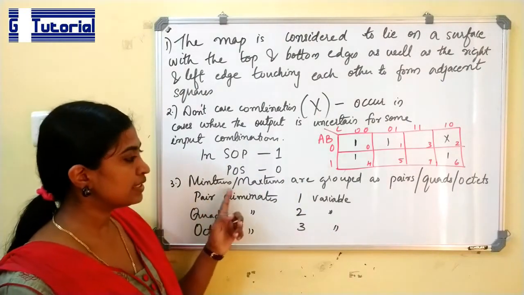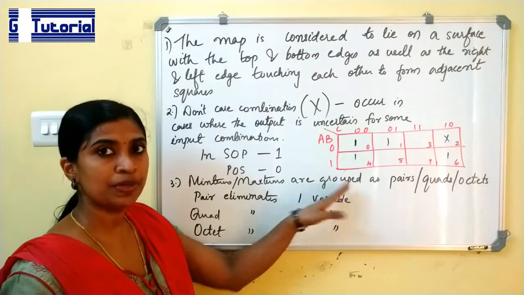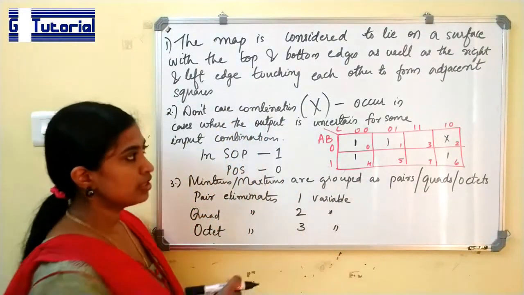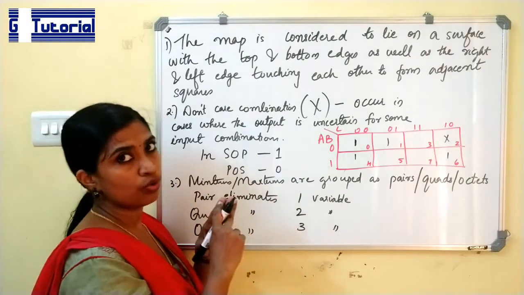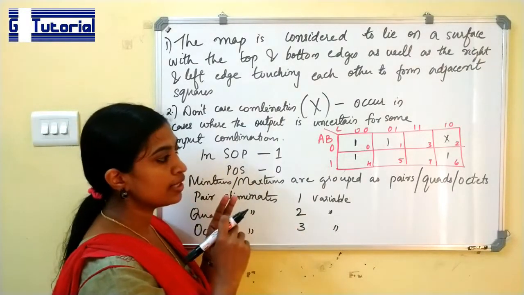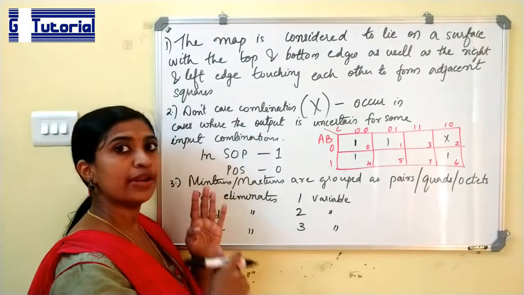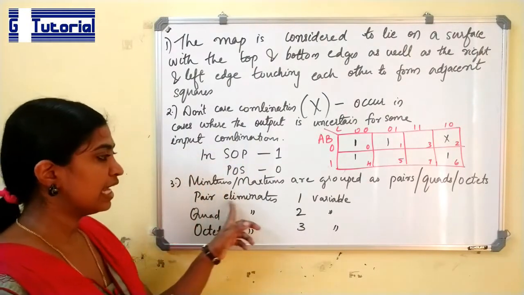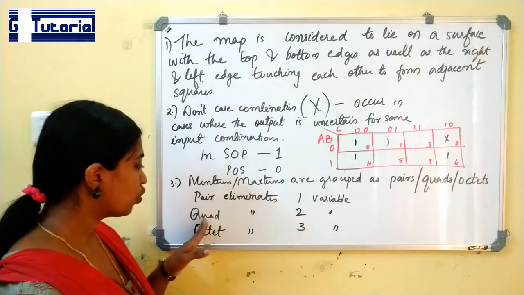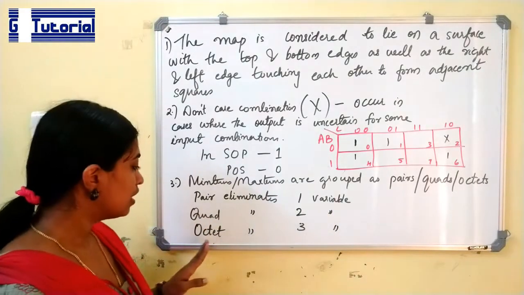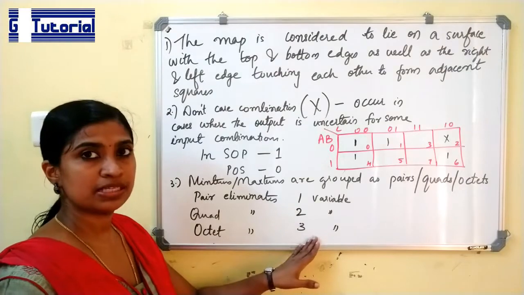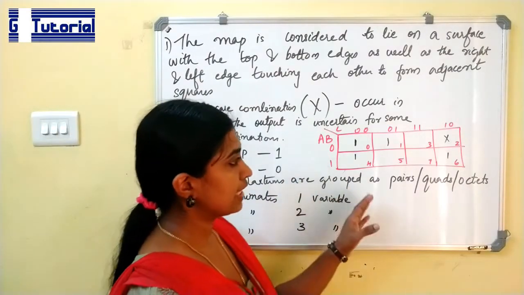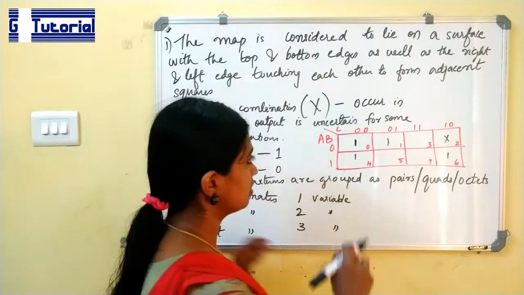Next is the min terms or max terms are grouped either as pairs, quads or octets. Pair means a combination of 2 is called pair. Quad means combination of 4 and octet means combination of 8. And a pair eliminates one variable. Quad eliminates 2 variables and octet eliminates 3 variables. You will understand it clearly while you are solving problems. I will take an example and make you understand.